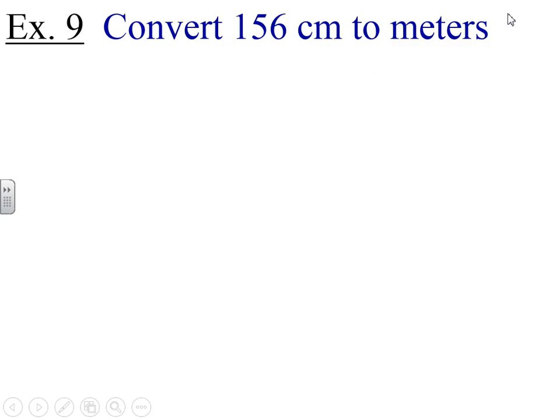Let's convert 156 centimeters into meters. Now what we have to have is a conversion factor between centimeters and meters. So I have to know how many centimeters there are in a meter. From a previous lesson, a previous video, we said that 1 meter is equal to 100 centimeters. A meter stick is divided into 100 centimeters. This is your conversion factor that you'll be using.